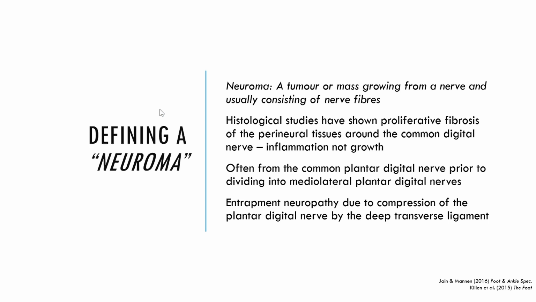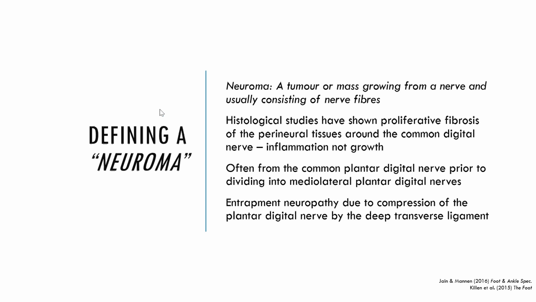However, the term neuroma to describe it is often cited as a misnomer, as a true neuroma is defined as a tumour or mass growing from nerve tissue and usually consists of nerve fibres. Histological studies have shown that excised neuromas show proliferative fibrotic perineural tissue, indicating inflammation of nerve tissue rather than growth. Morton's neuroma can be more accurately described as an entrapment neuropathy due to compressive stresses of the deep transverse ligament upon the plantar digital nerve.